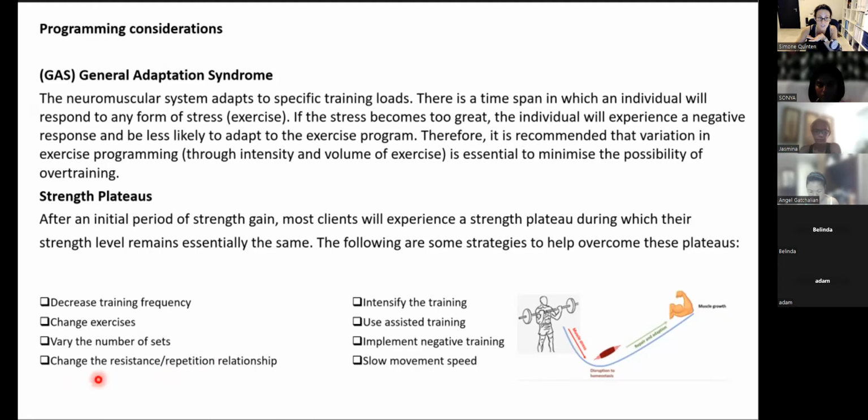You change the resistance repetition relationship. Yeah, so maybe you want to do a pyramid system. Maybe you're doing the first set with very heavy weight and less repetition, and then you drop the weight and do more repetition. So you're doing a reverse pyramid or pyramid style.